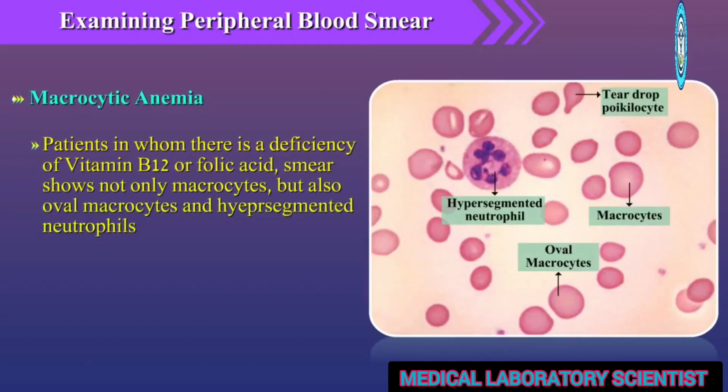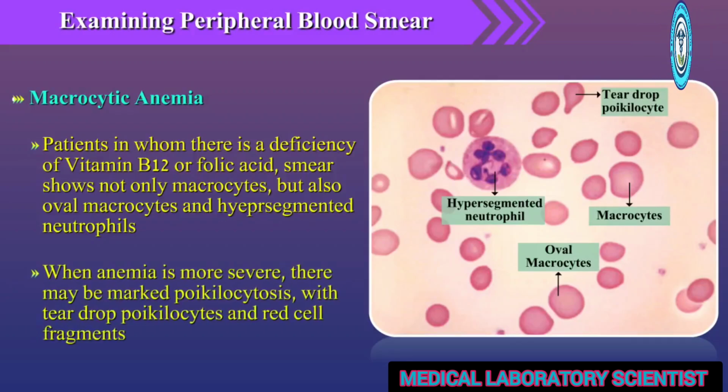For patients in whom there is deficiency of vitamin B12 or folic acid, smear shows not only macrocytes but also oval macrocytes and hypersegmented neutrophils. And when anemia is more severe, there may be marked poikilocytosis with teardrop poikilocytes and red cell fragments.